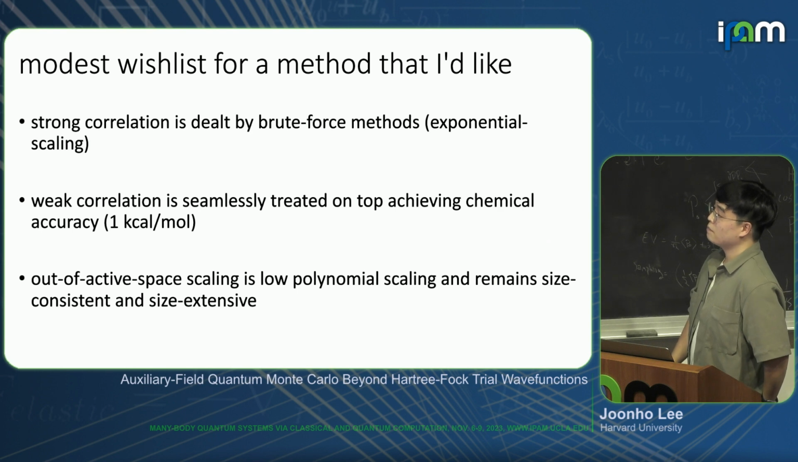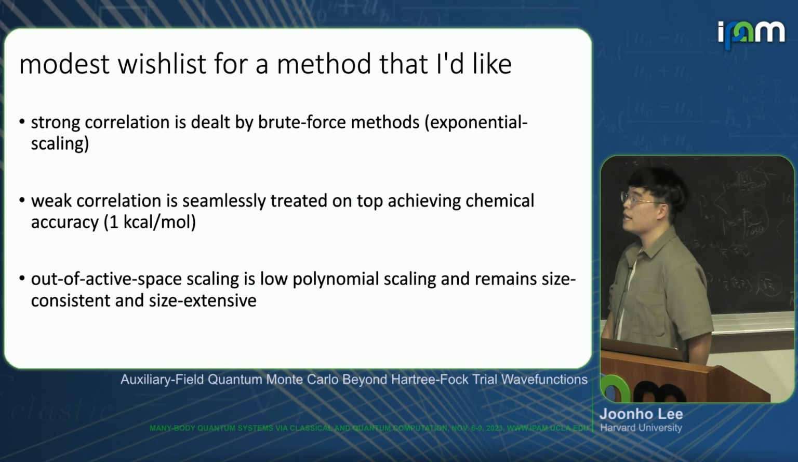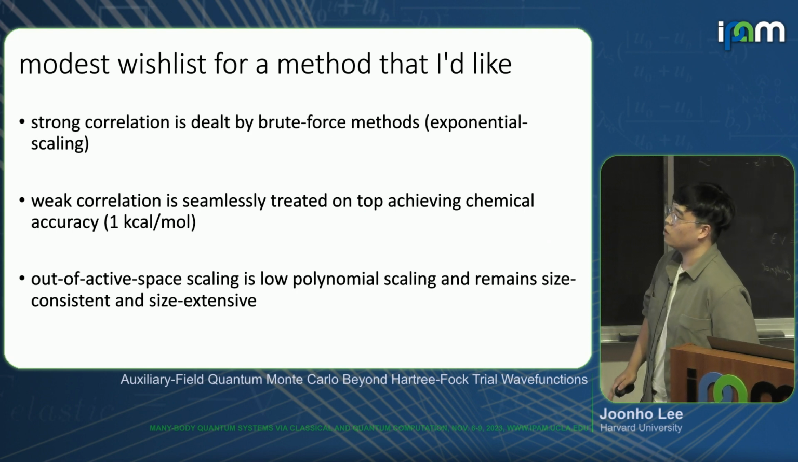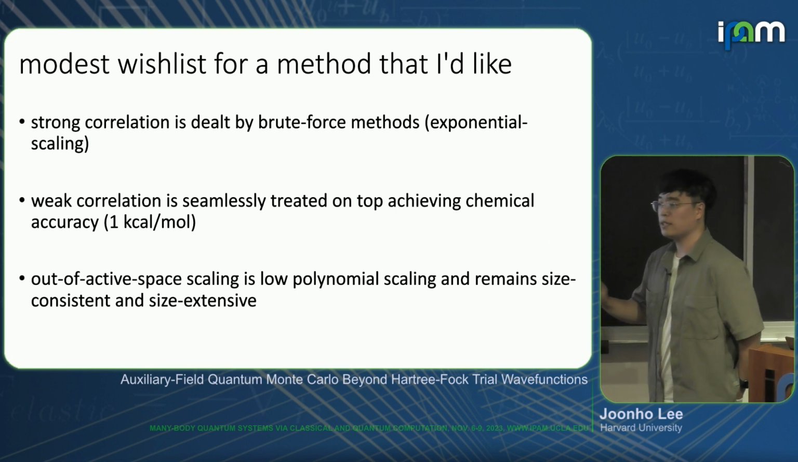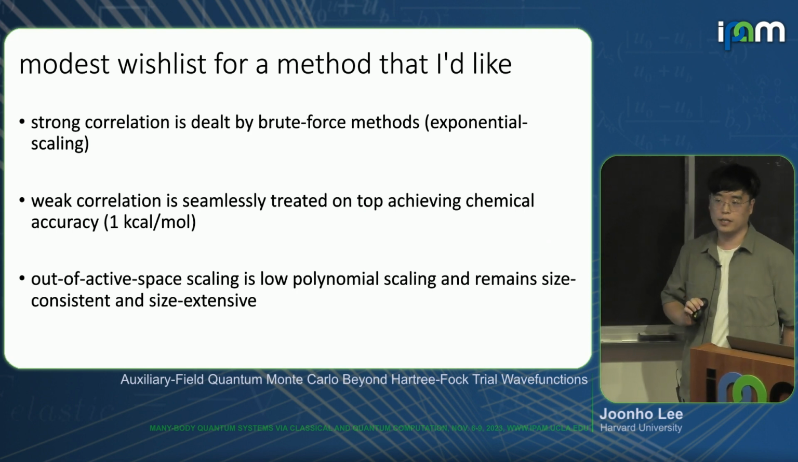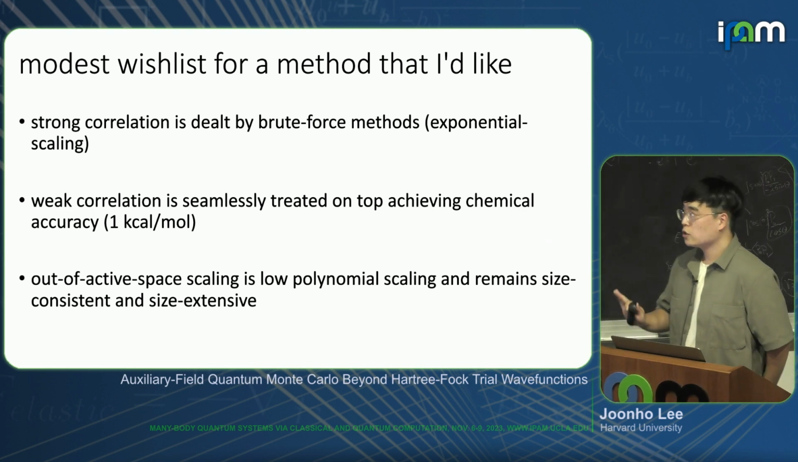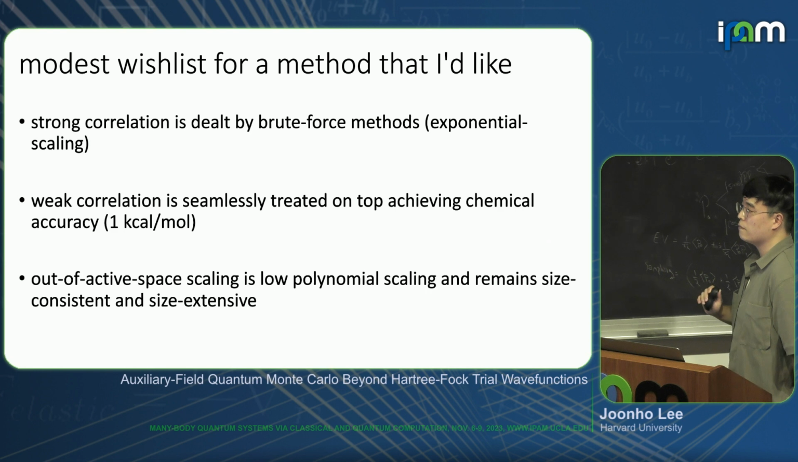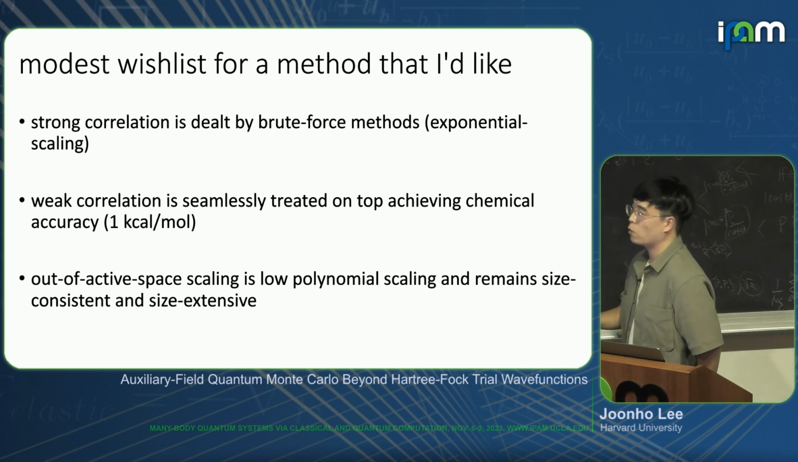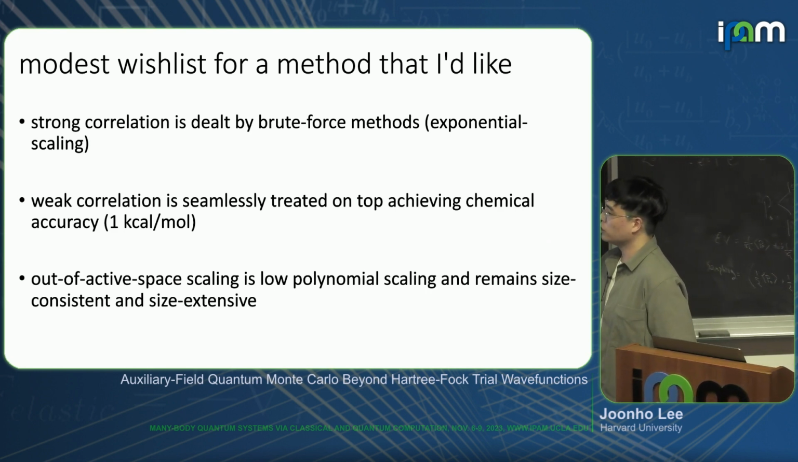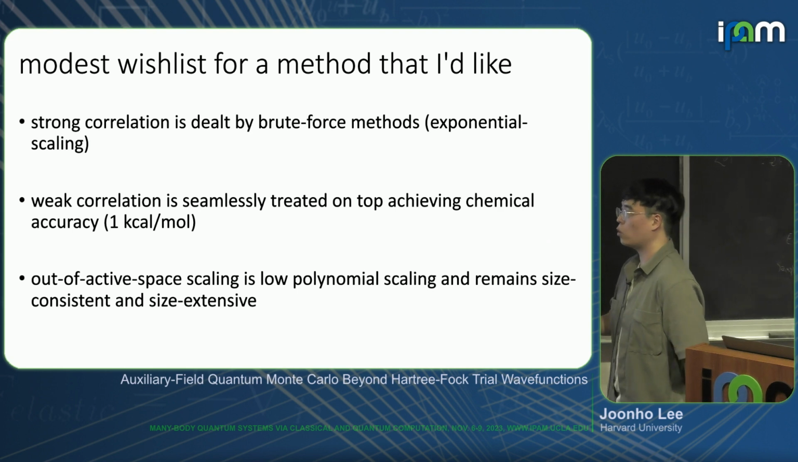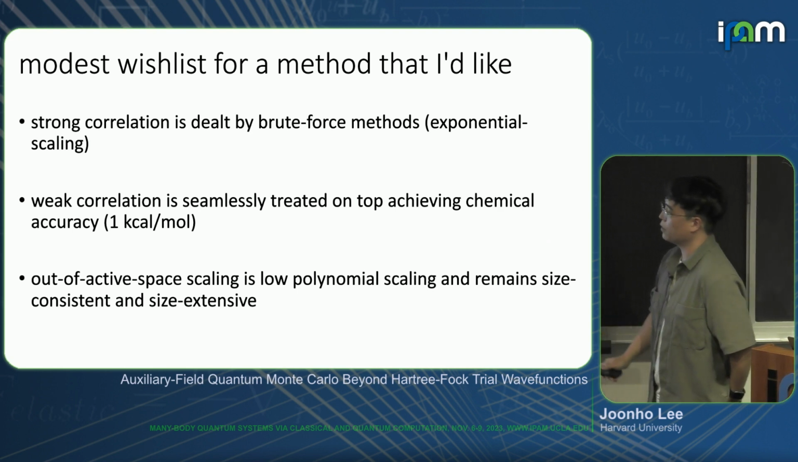And I do want my method to scale polynomially out of active space. As I said, overall, this method will be exponentially scaling because of the active space. But I'm going to focus more on having low polynomial scaling for out of active space. I want thousands of orbitals all being correlated beyond Hartree-Fock theory.